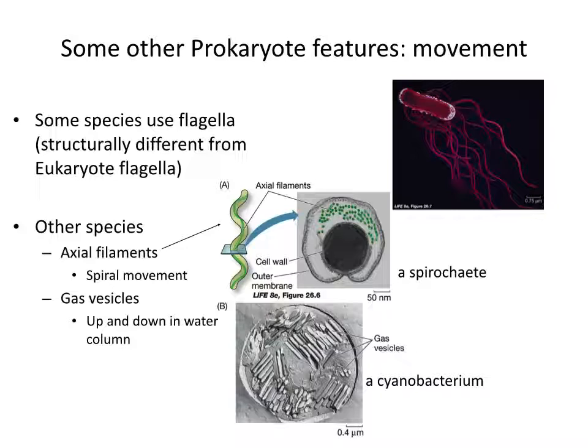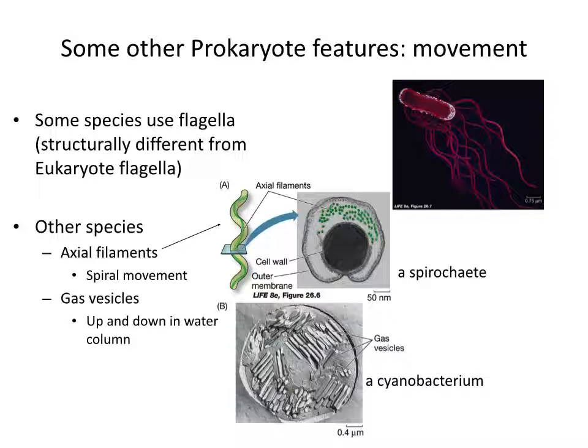Other species have different ways to move. So this spiral-shaped spirochete has axial filaments that go up the length of the cell, so around that spiral, and their movement helps the cell have a spiral movement. Remember, these cells are all moving in water in an aqueous environment, so there's different ways of moving through the water. And a third way is to use gas vesicles and to control the gas pressure inside those vesicles to move up and down in the water column.